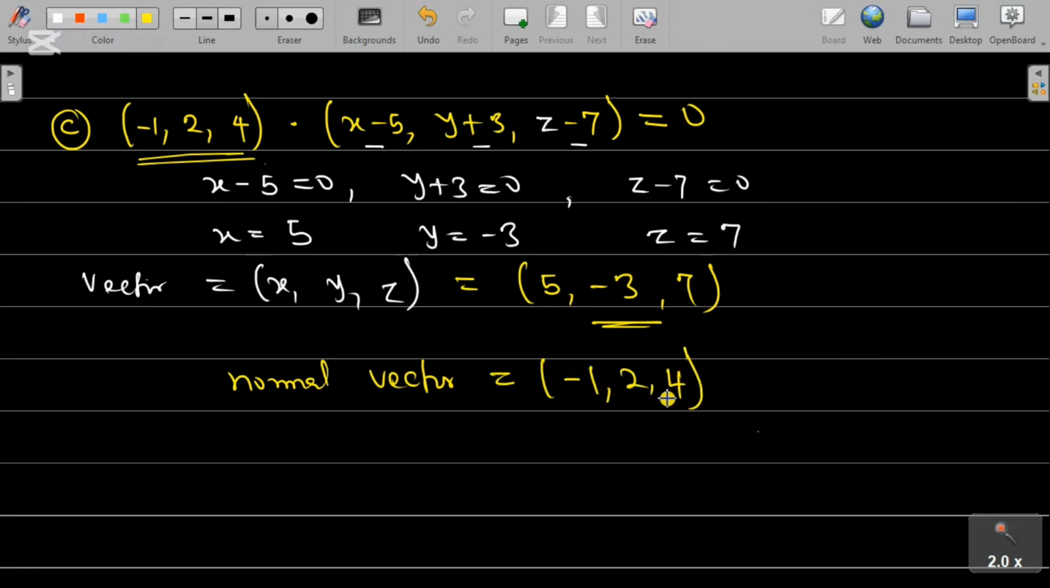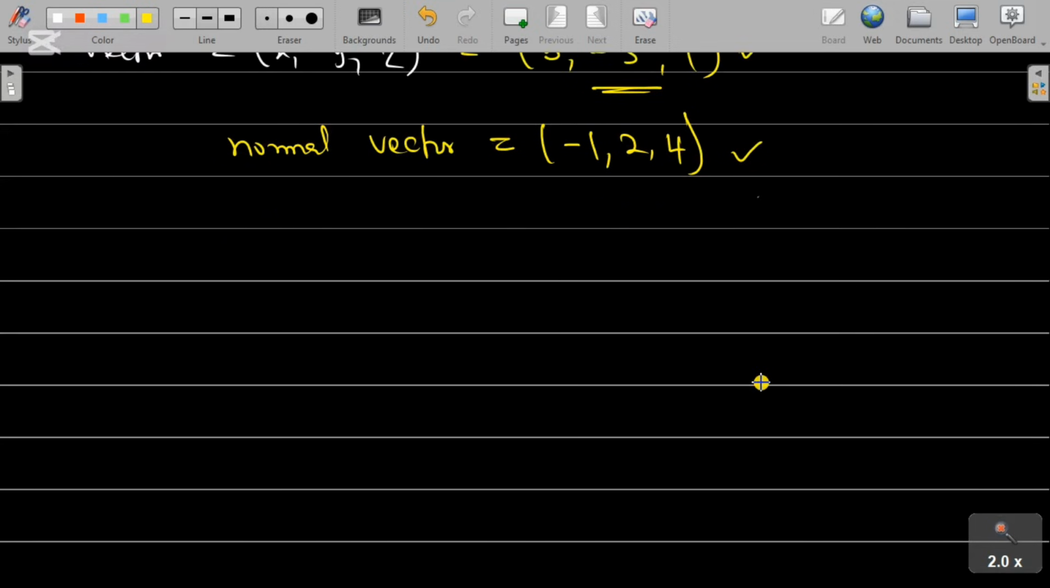It says the dot product of (-1, 2, 4) with (x - 5, y + 3, 7 - z) minus 7 equal to 0 represents the vector equation of a plane passing through this point with this normal vector. Okay, so just to make sure you get what I'm saying, that is for number 4C. So we go over to number 4D.